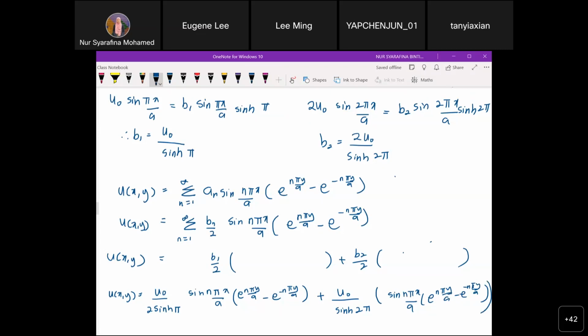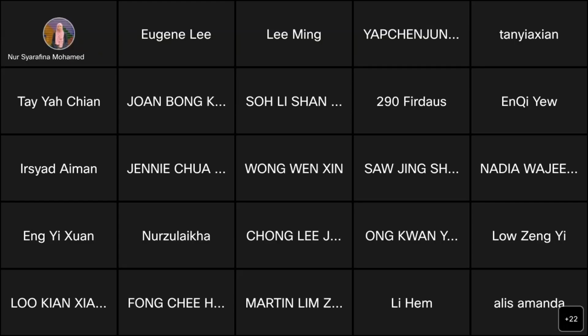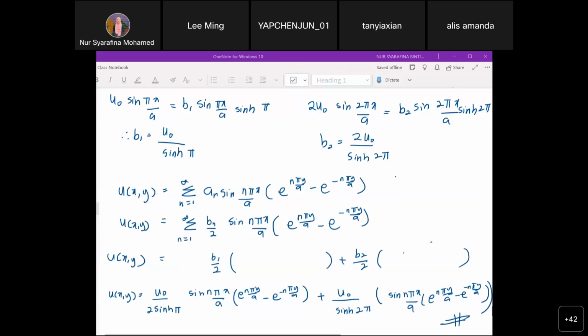I don't know what's wrong with my OneNote. It is automatically closed. Can you see it? Can you see the screen? Okay. How about now?